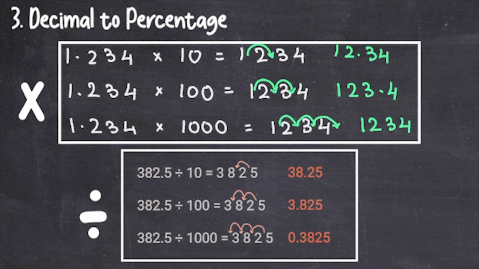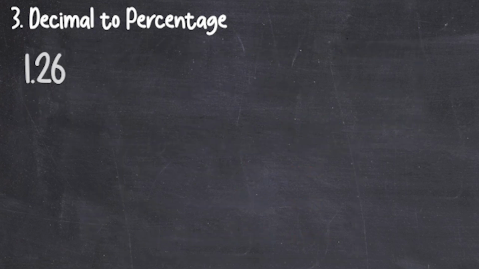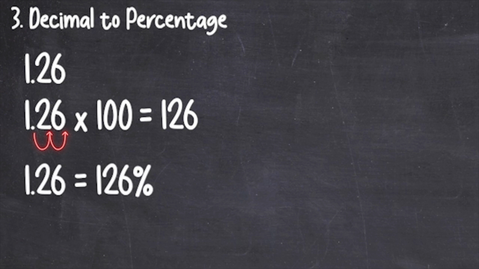To convert a decimal to a percentage, all we need to do is multiply the decimal by 100. Let's look at an example. Take a look at the number 1.26. To change this to a percentage, we need to multiply it by 100. Thanks to our trick, we can do this by simply moving the decimal place 2 places to the right. 1.26 times 100 is 126. And so the percentage form of 1.26 is 126%.